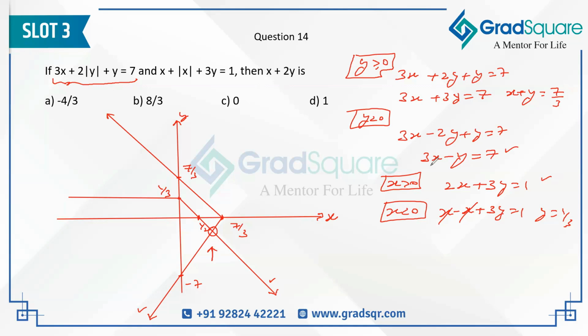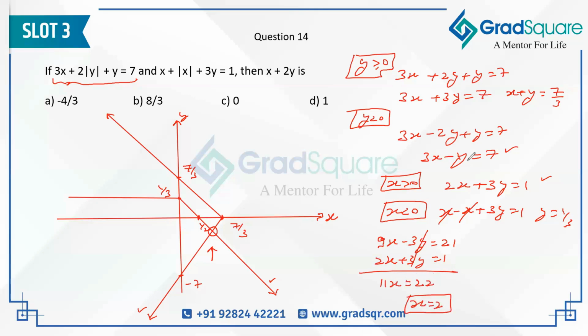So let me multiply the first equation by 3. So what do we get? We get 9x - 3y = 21. And over here, you get 2x + 3y = 1. When you add the two equations, the y terms will get cancelled out. What are we left with? We are left with 11x = 22. x will be equal to 2.